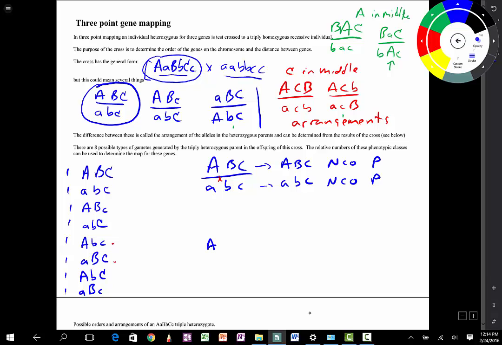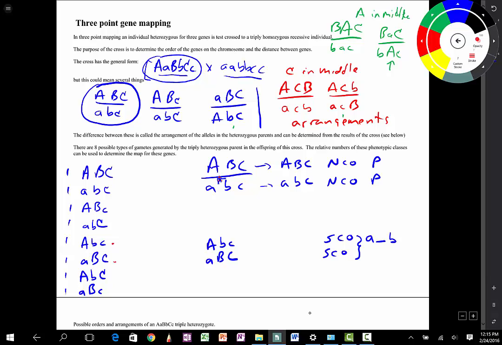Big A went with little b, little c, and little a went with big B, big C, because we had a crossover here. So that's called a single crossover. They're both single crossovers. And these are single crossovers between the A and the B genes. So just between A and B. And it doesn't matter if we use a big A or a big B here, we're just saying between the A and the B locus. So both of these are the result of a single crossover between A and B.